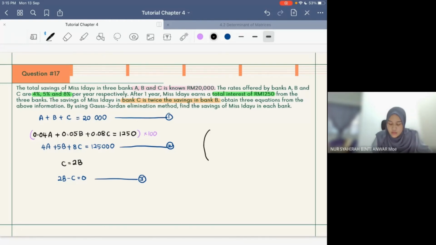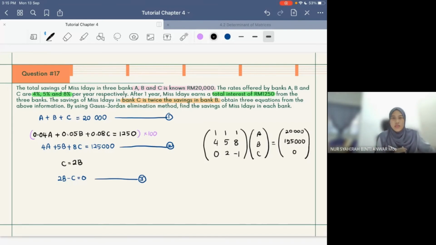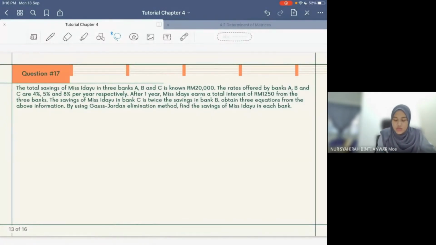Matrix form kita apa? 1, 1, 1, 4, 5, 8, 0, 2, negatif 1. So kita ada matrix A, B dan C equals to 20,000, 125,000 dan juga 0. Okay, so this is our matrix. So sekarang ini kita akan buat dia punya Gauss-Jordan elimination method.